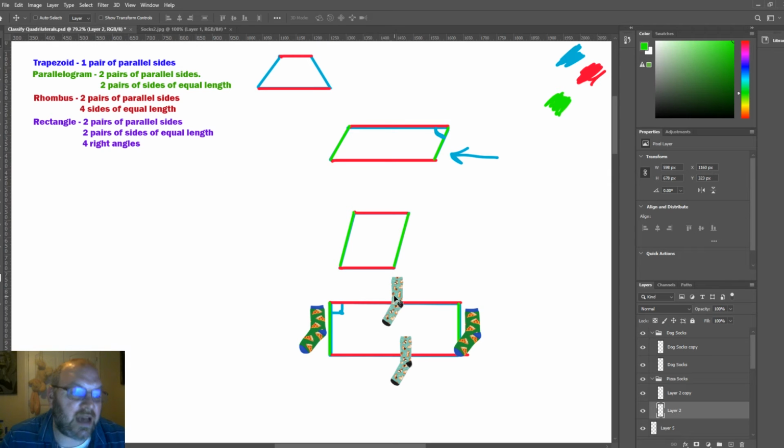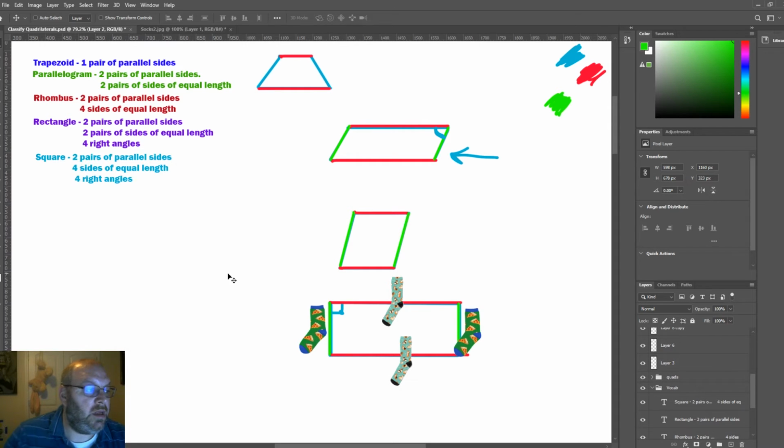So two pairs of sides of equal length. I don't have to move my socks. Look, the dog sock is equal length to the dog sock. And my pizza sock is equal length to the pizza sock. So we got two pairs, right? One pair is the dog sock. That's one pair of socks. The pizza socks are another pair. And they're equal length. Good. And four right angles. Good. Now last one.